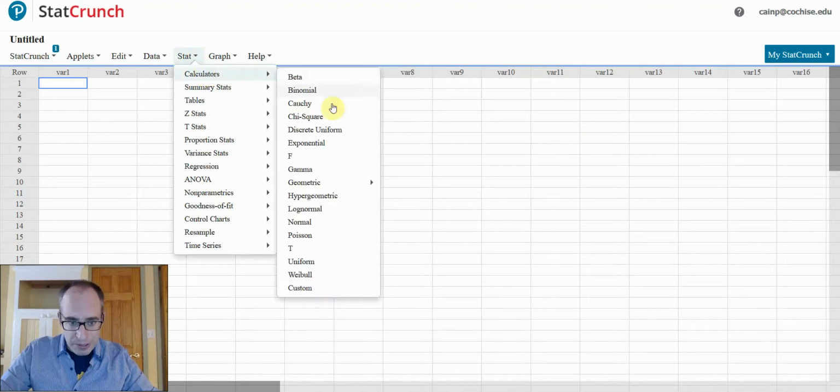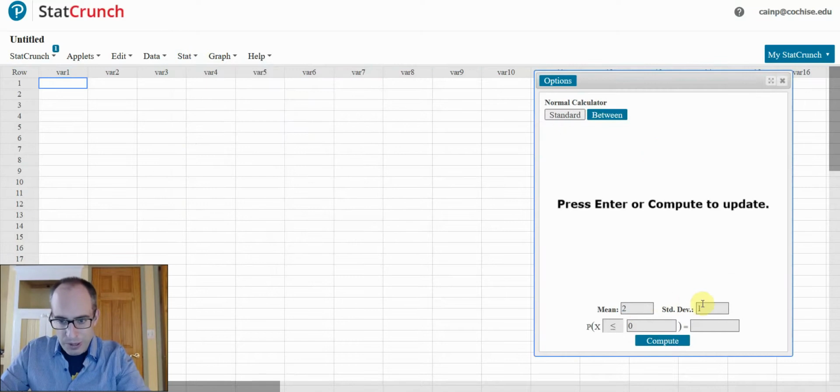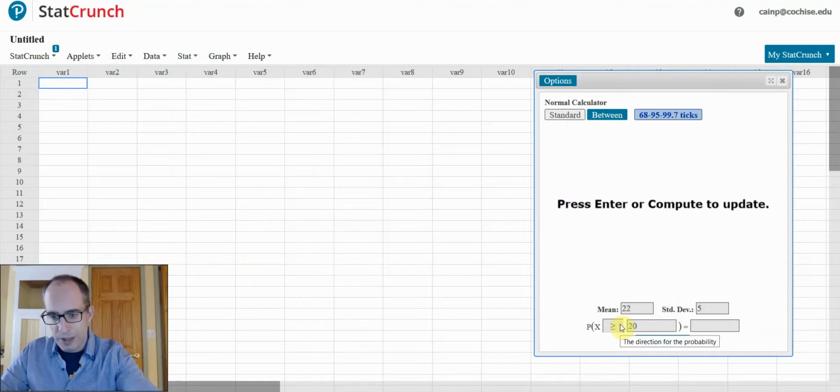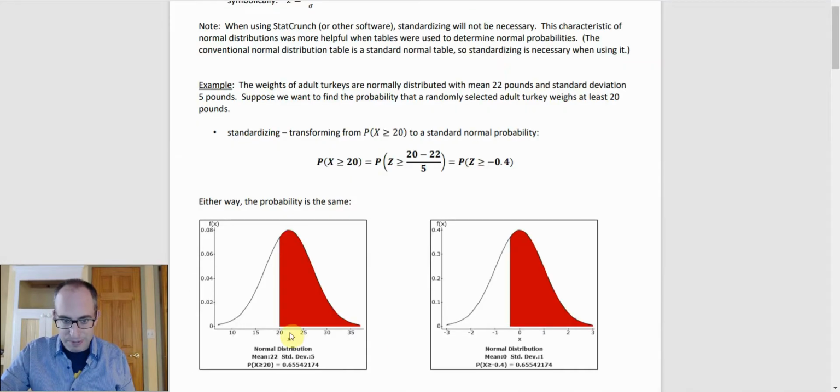What I did there, I can show you. Stat, Calculators, Normal, and then I said I want a mean of 22, a standard deviation of 5, and the probability that x is at least 20, and then Compute. And we end up with 0.6554. That's exactly what's here, and these pictures are coming right out of StatCrunch too.